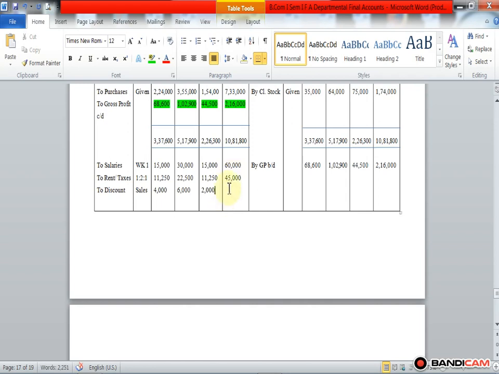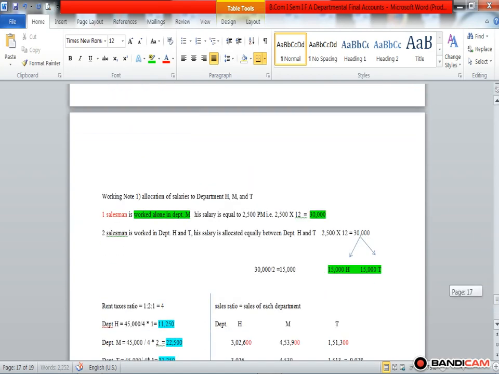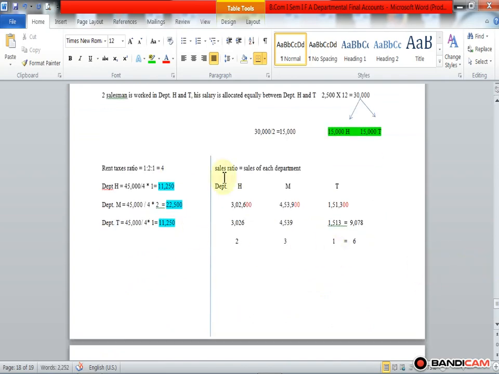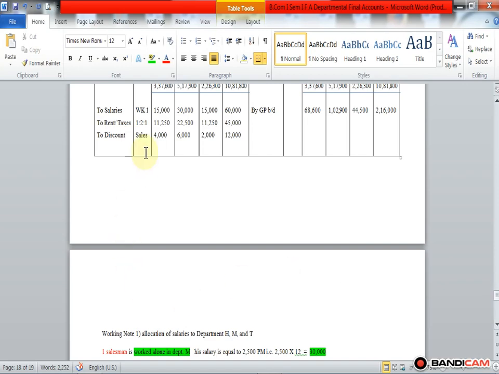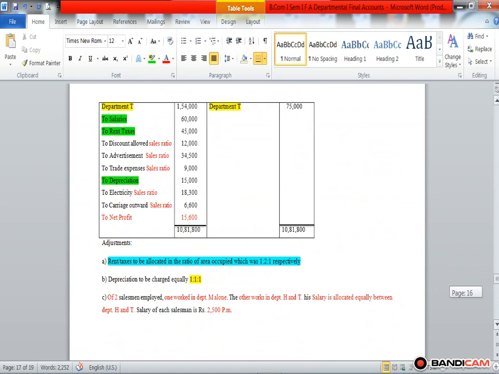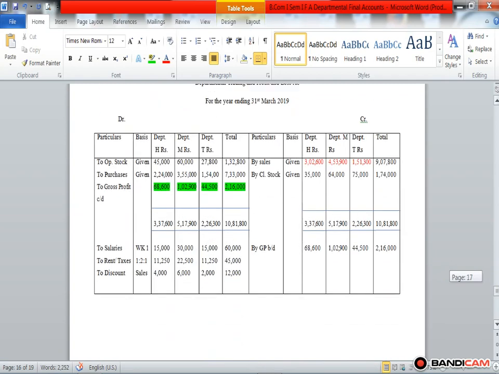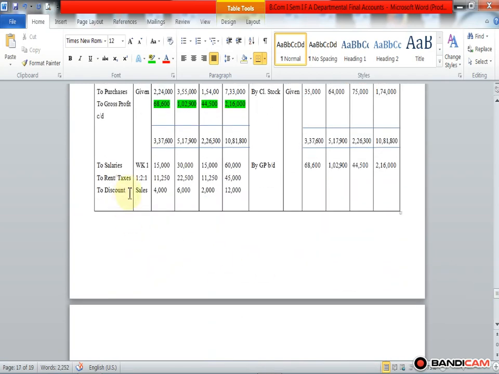2000 total is equal to 12,000. Okay, so you got it better. Okay, so we calculate the ratio. Now only distribute or allocate the ratio on the basis of sales. I think all the expenses are related to sales. Okay, here sales ratio, sales ratio, sales ratio. Once we calculate the ratio, it is very easy to distribute or allocate the expenses among each department.